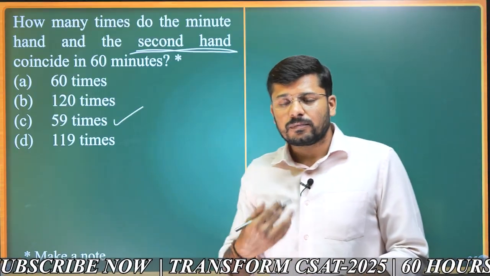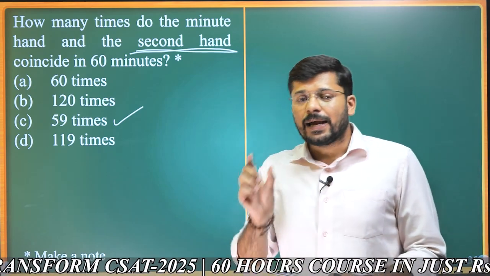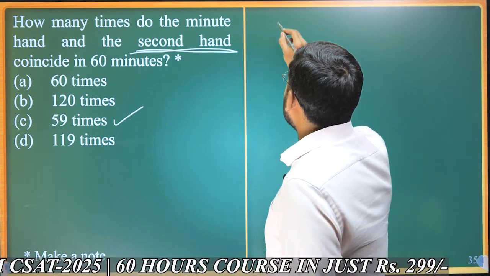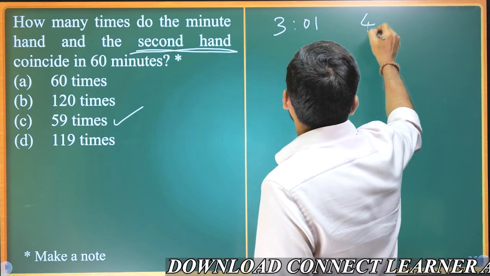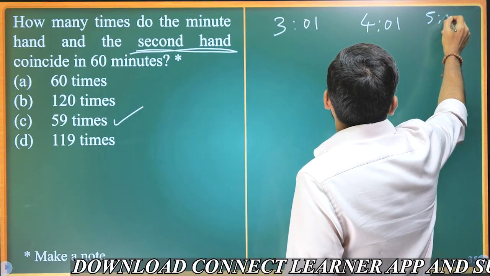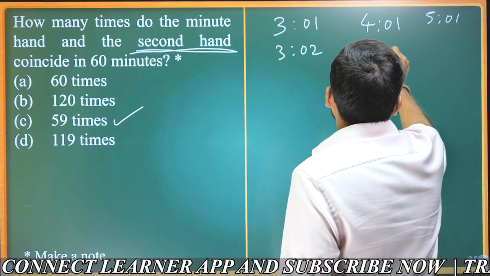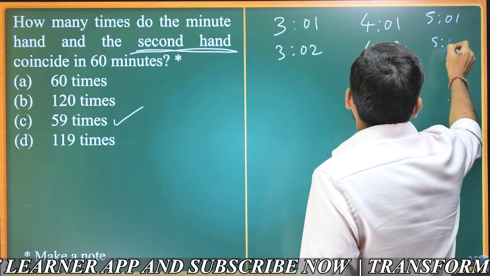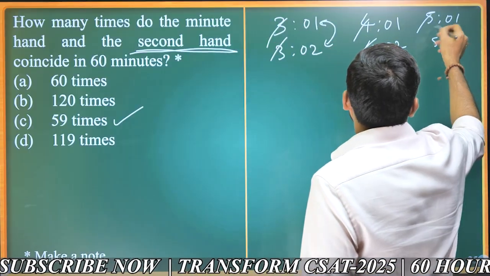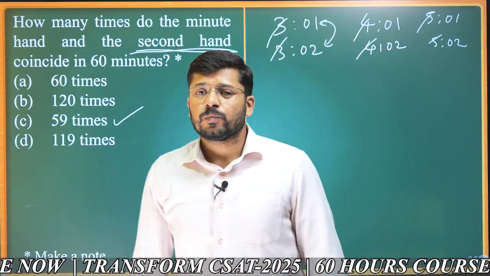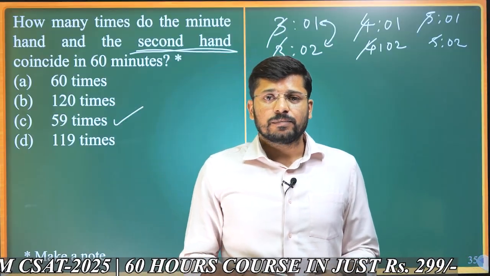Memorize this and take it as a general rule and exception. The rule is that between every 2 minutes, the hour does not matter. It can be 3:01 or 4:01 or 5:01, it does not matter. Between every 2 minutes, from 3:01 to 3:02, between 4:01 and 4:02, between 5:01 and 5:02, between 1 and 2, the hour hand does not matter at all. Between 1 minute and 2 minutes, the minute hand and the second hand will coincide.